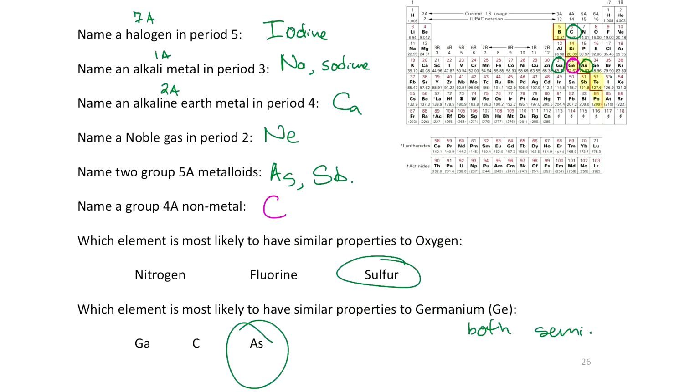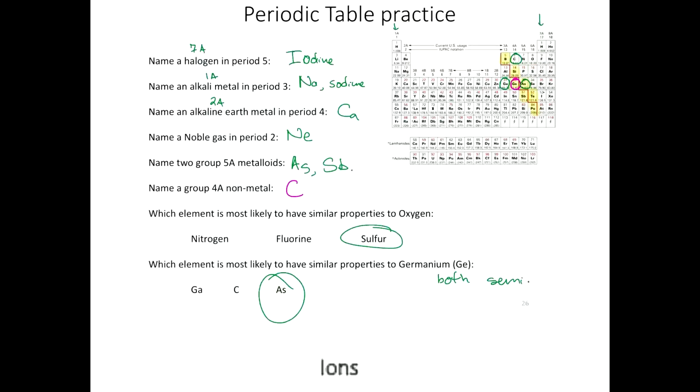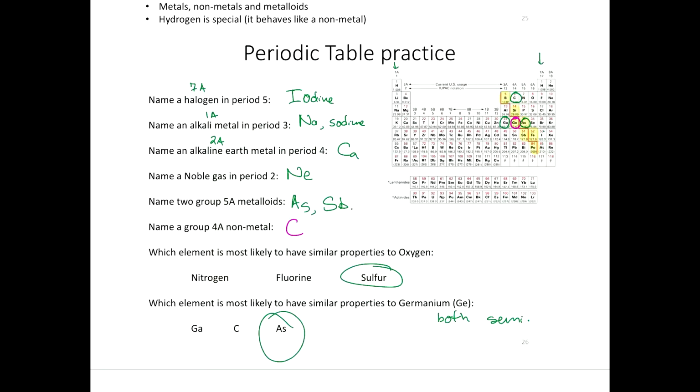All right, so there's an example. Let's use the periodic table to start naming things. So know the numbering system. We're going to use it a lot for naming.